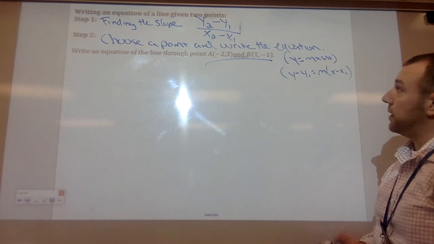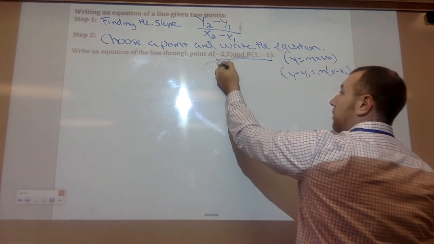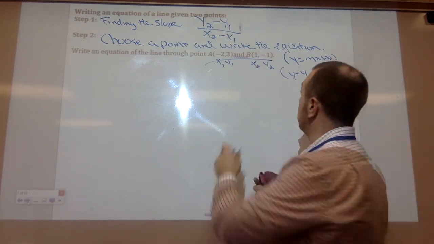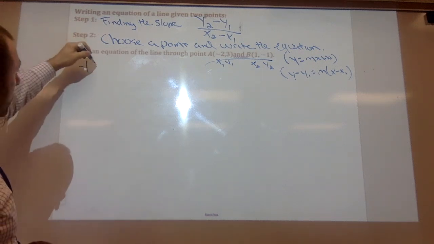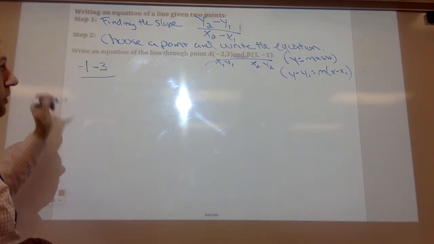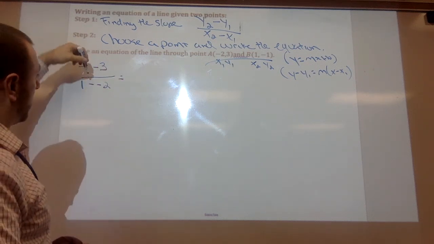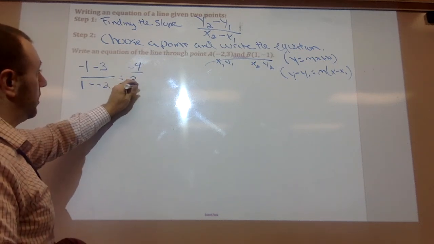So the first step in here is to find the slope. So x1, y1, x2, y2. To review, to find the slope, I'm going to do -1 minus 3 over 1 minus -2. I get -4 over 3.